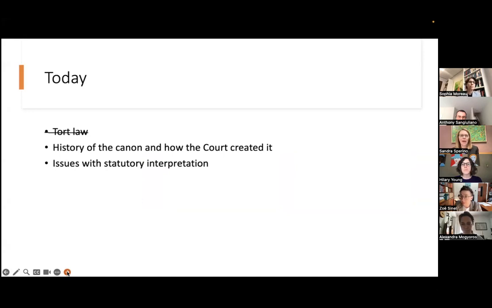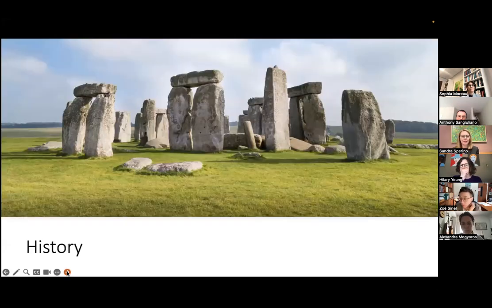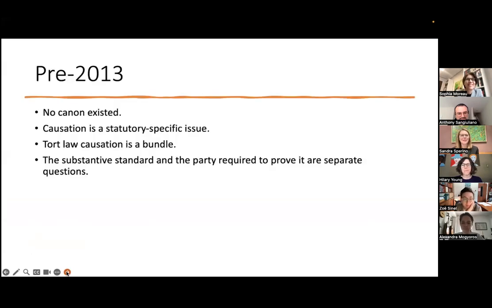All right, so that's the background on tort law, and I give you that just so you can see what a strange sort of journey we're going to go on with the common law canon. And so now I'd like to turn to talk about the history of the canon and how the court created it. I always love to see what comes up on the default slides in PowerPoint. And very strangely, we just get Stonehenge. When I typed in that I wanted a history slide, we got Stonehenge. My other choice was the pyramids, but I chose Stonehenge as my option, but this was the default slide.